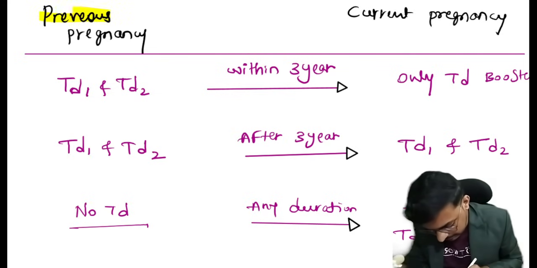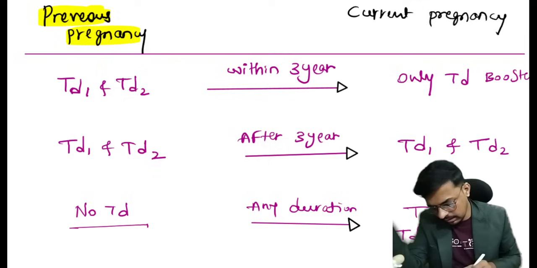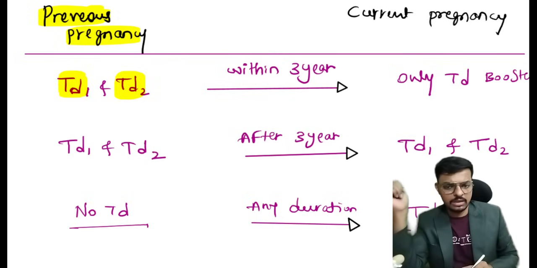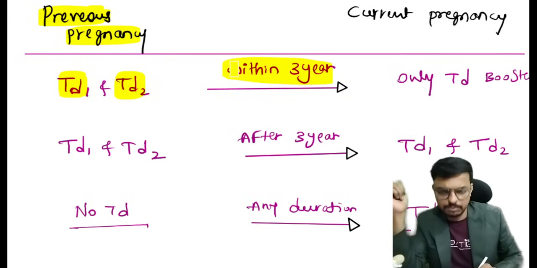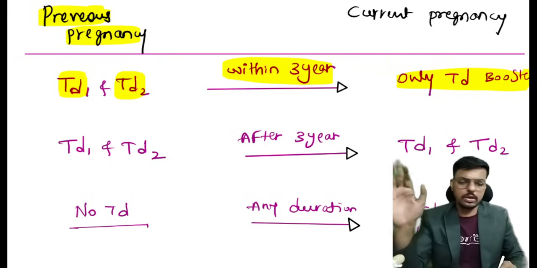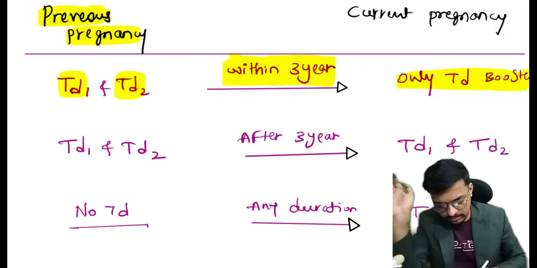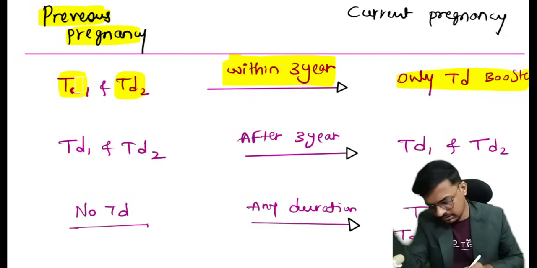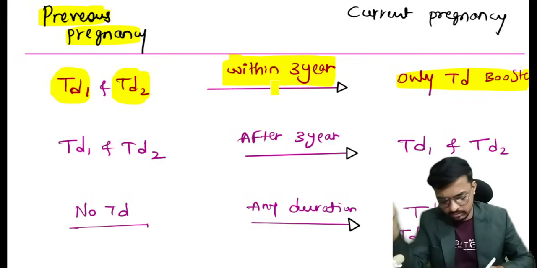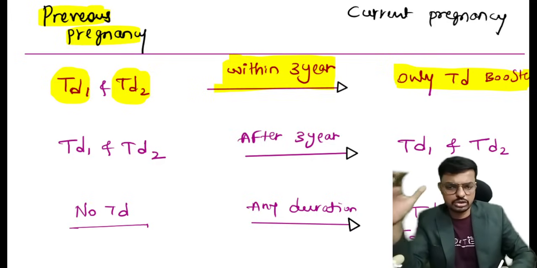Based on the previous pregnancy history, we will give the TD booster. We will not directly inject the TD booster. If in the previous pregnancy she has taken both TD1 and TD2, and within 3 years she gets pregnant again, then in the current pregnancy we will give only the TD booster. TD1, TD2 are not necessary if she gets pregnant within 3 years after the first vaccination.